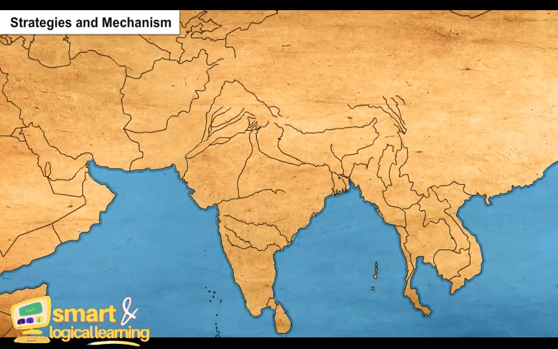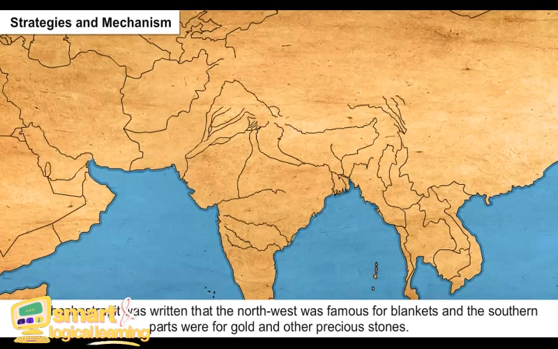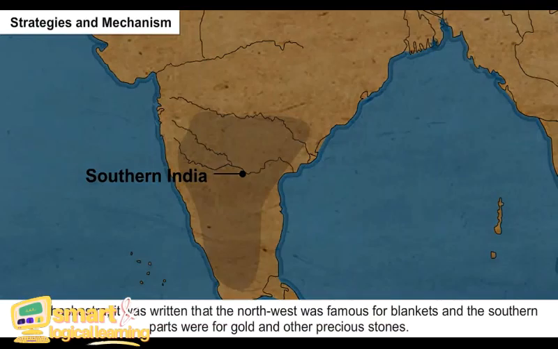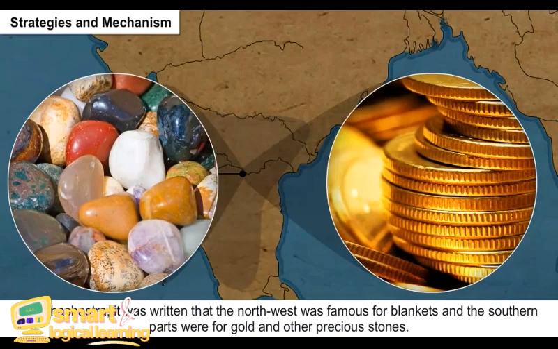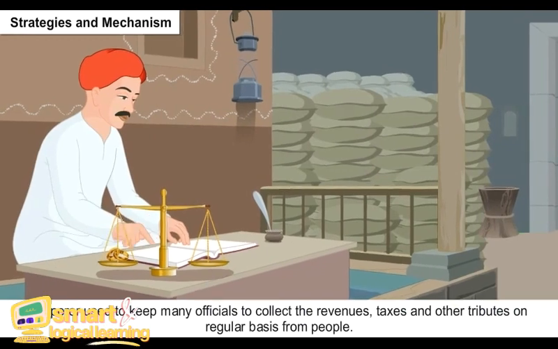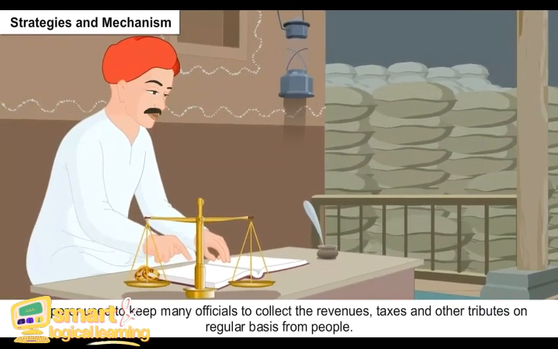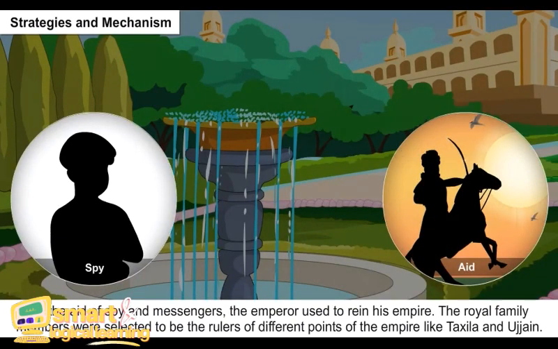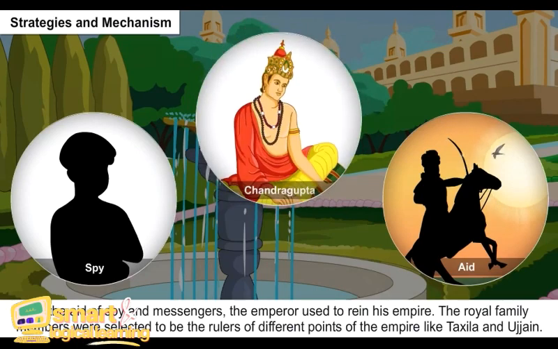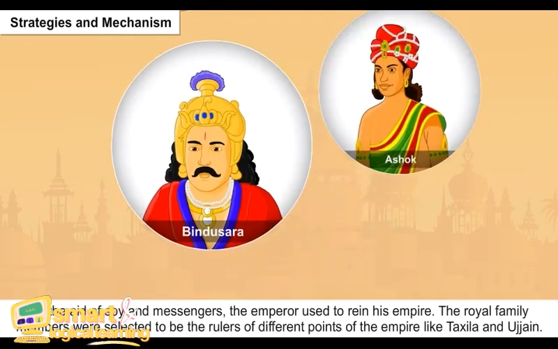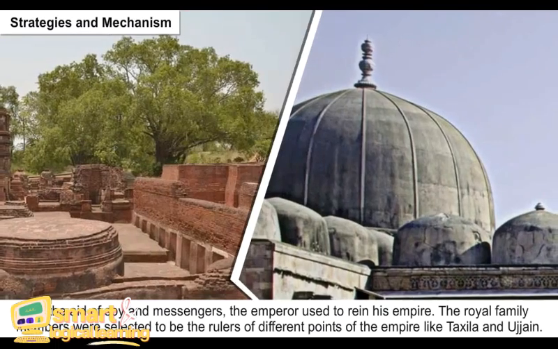Strategies and mechanism. In Arthashastra, it was written that the northwest was famous for blankets and the southern parts were for gold and other precious stones. Emperor used to keep many officials to collect the revenues, taxes and other tributes on regular basis from people. By the aid of spies and messengers, the emperor used to reign his empire. The royal family members were selected to be the rulers of different points of the empire like Takshila and Ujjain.